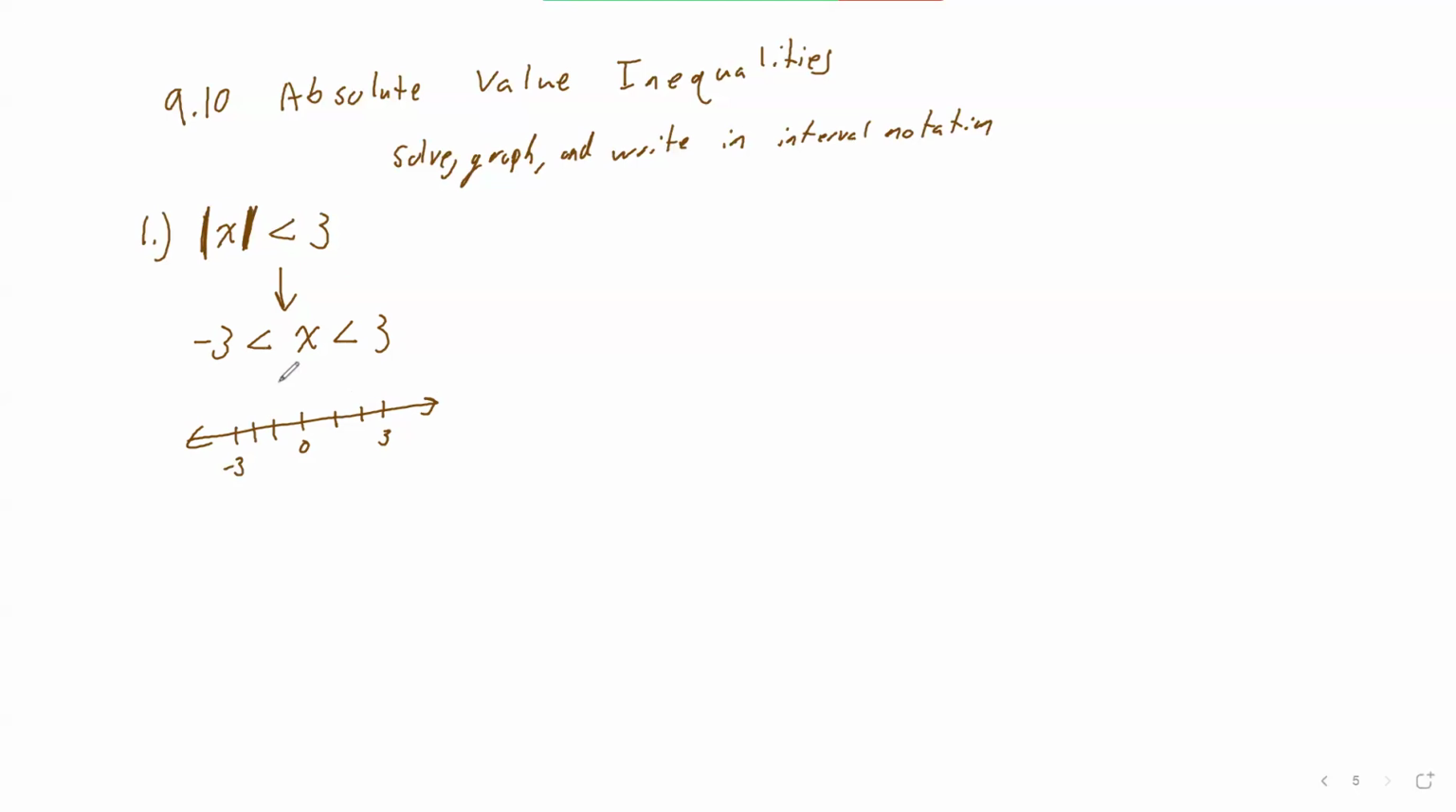will these get parentheses or brackets? Parentheses. No line underneath it gets a parentheses. And then I'm just going to shade in between. So now to write this out in interval notation, I just go parentheses, -3, comma, 3 with a closed parentheses. So there's your solution, there's your graph, and there's your interval notation.